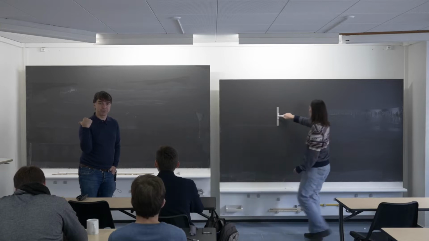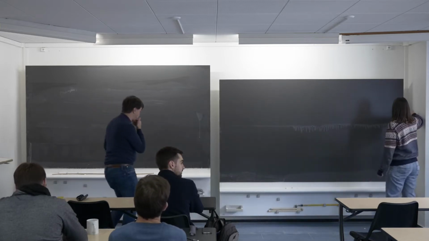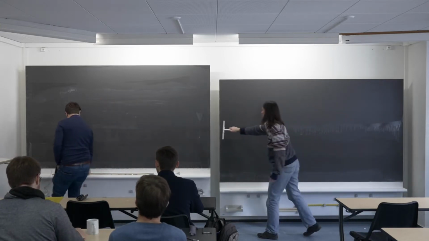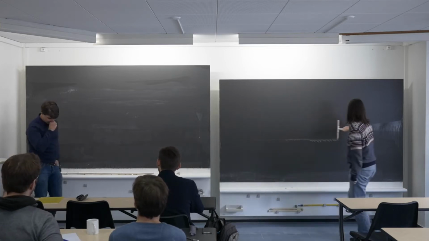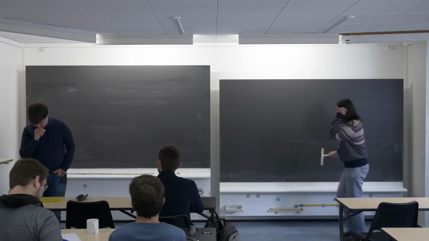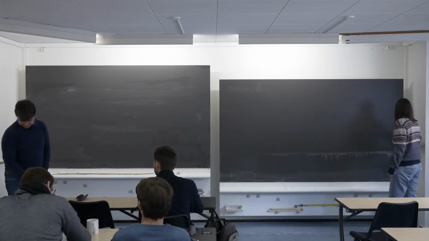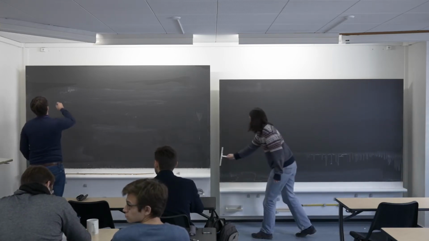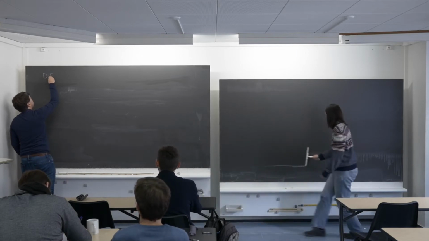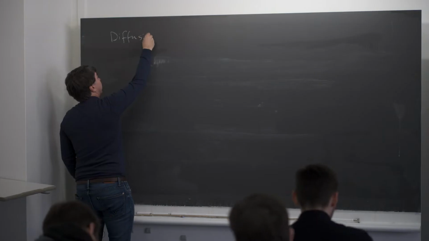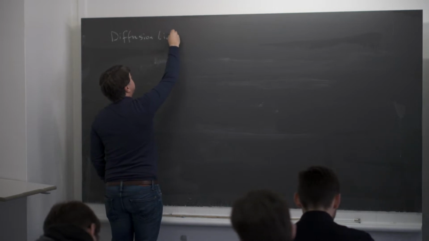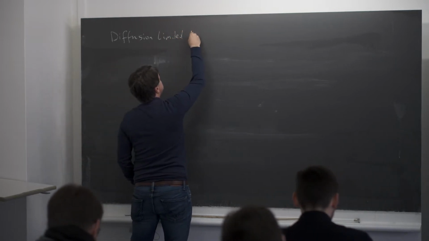So I want to discuss a model which has a strange property that there are well over 1,000 papers about it, and basically one theorem. So it's called diffusion limited aggregation.